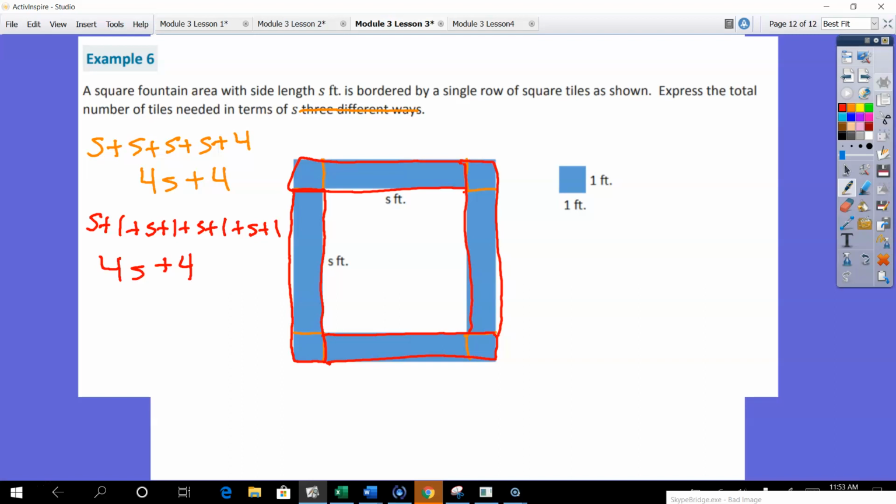We could use the distributive property. Because there are 4 on the outside, if I took out 4, that's the common factor here. We have s plus 1. We had 4 groups of s plus 1, which would still give us 4 times s is 4s, and 4 times 1 is 4. So a bunch of different ways that we could look at that example.